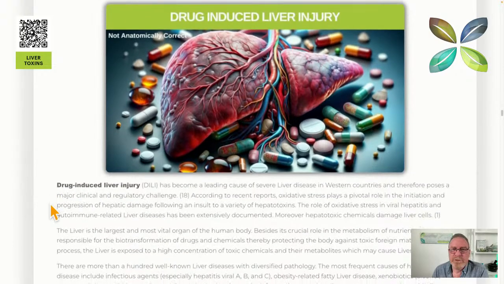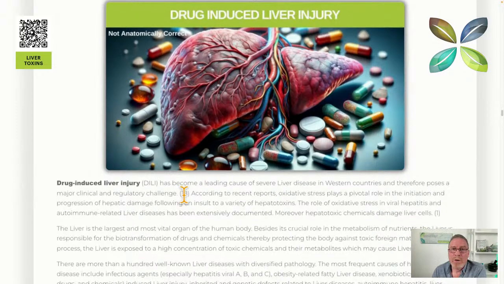And drug-induced liver injury has become a major leading cause of severe liver disease in Western countries, poses a severe clinical and regulatory challenge. That's the first sentence there. And so it's well recognized, drug-induced liver injury. And you may have heard of people dying from drugs. It's actually, I think it was 15% of hospital admissions are basically drug-induced injury.